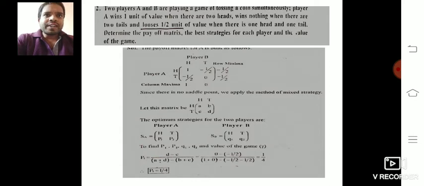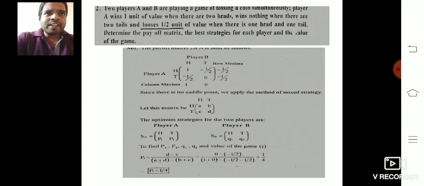Now go for the second problem. Here the problem has been given in verbal form. Just read the problem here. Two players A and B are playing the game of tossing a coin simultaneously. Player A wins 1 unit of value when there are 2 heads and wins nothing when there are 2 tails, and loses 1 by 2 unit of value when there is 1 head and 1 tail. Determine the payoff matrix and the best strategy for each player and the value of the game.